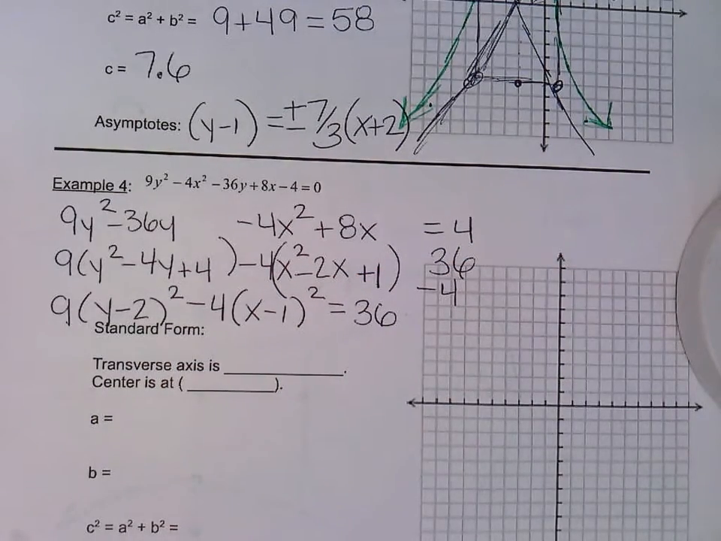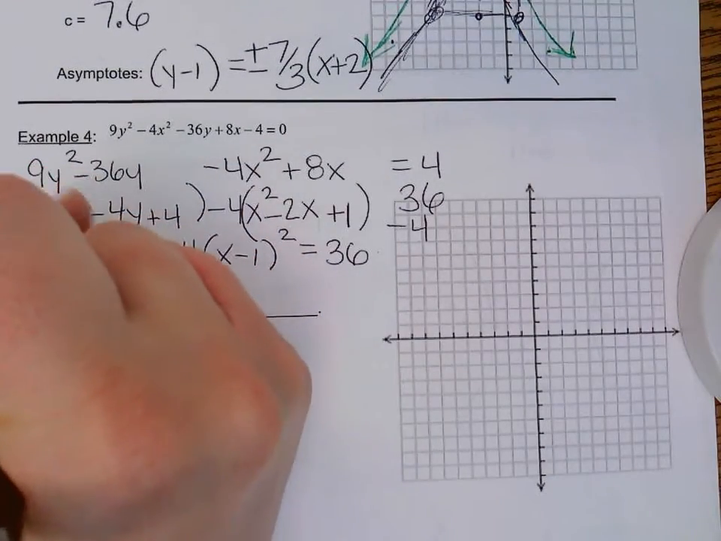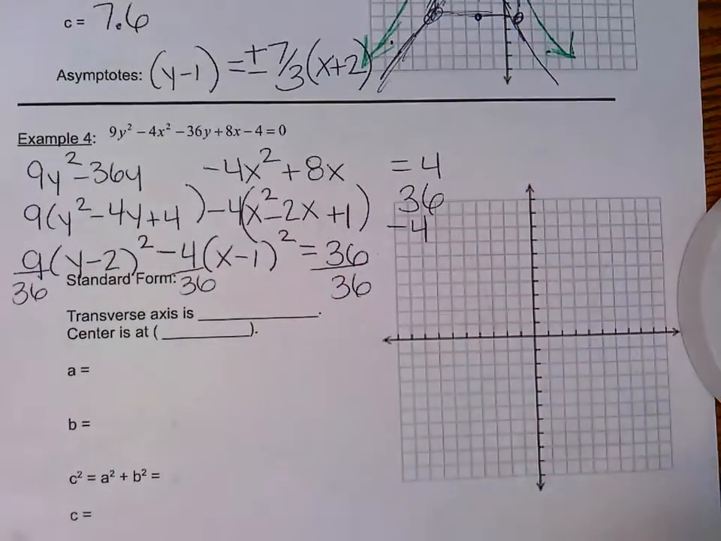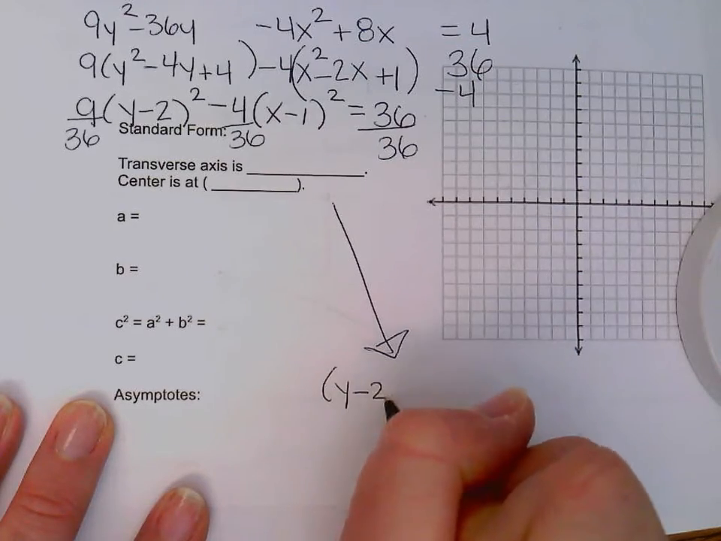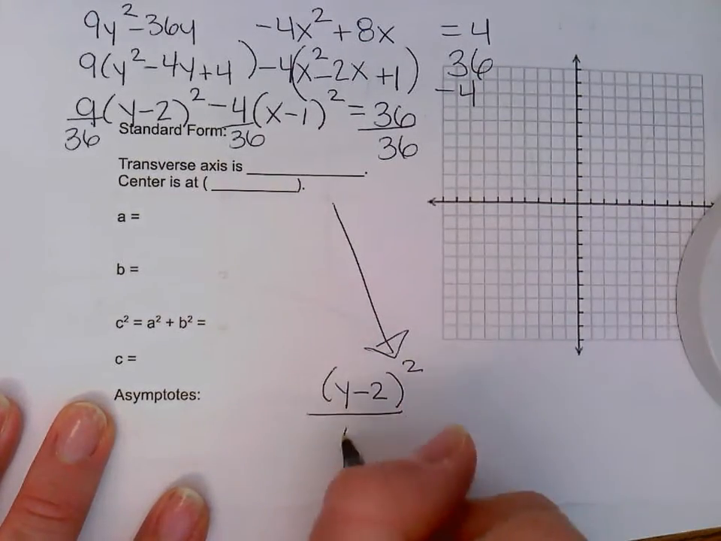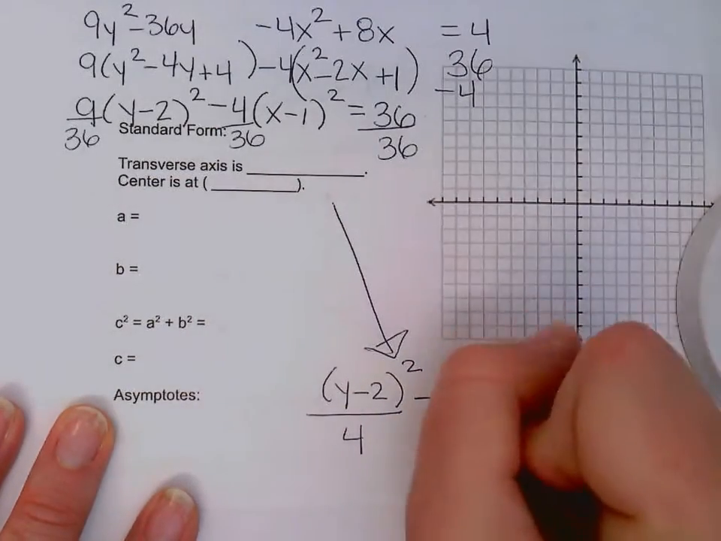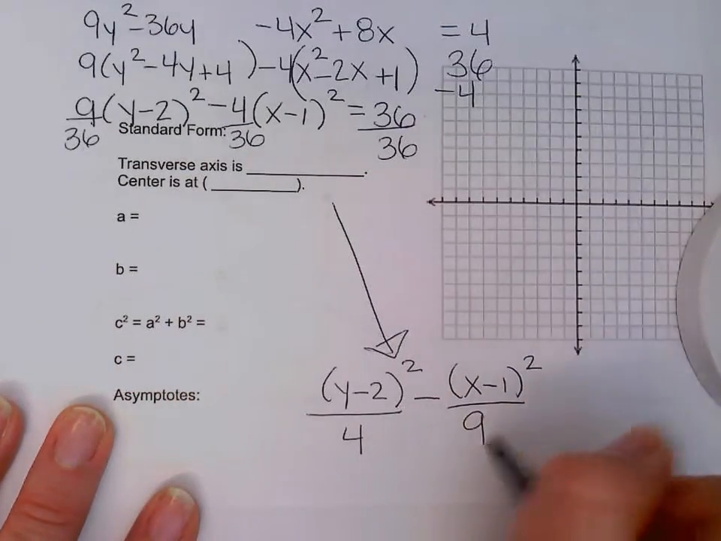So let's just write our final equation and then we'll start with this, finishing this example next time. But let's at least write our final equation. So let's see, when I divide by 36 everywhere, I kind of ran out of room, sorry. What's my final equation going to be? It's going to be y minus 2 squared over 4, because 36 divided by 9 is 4, minus x minus 1 squared over 9 equals 1.